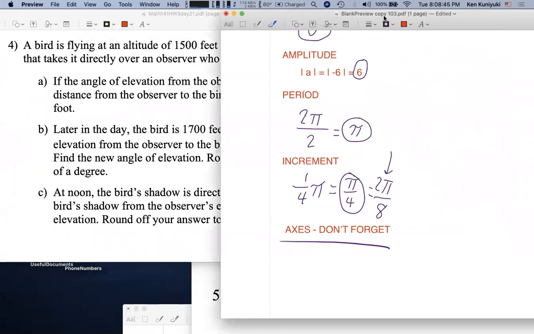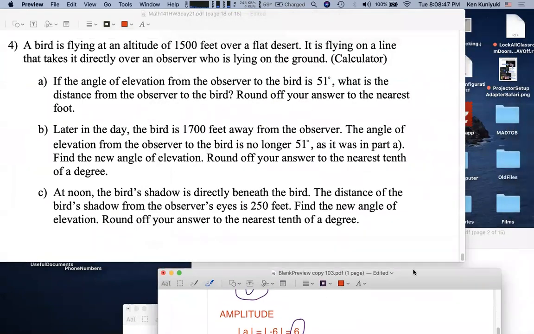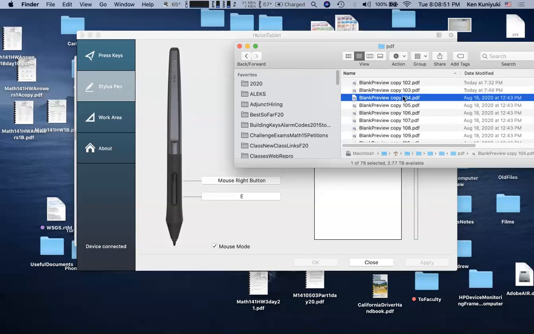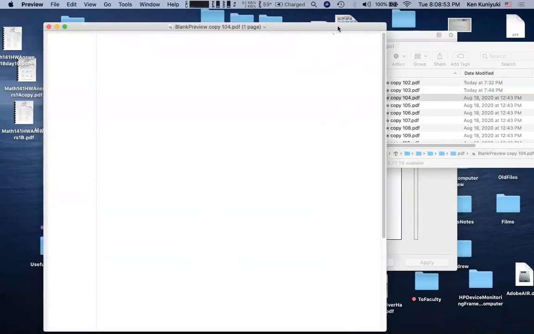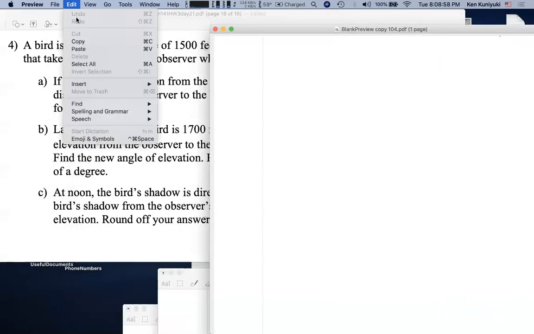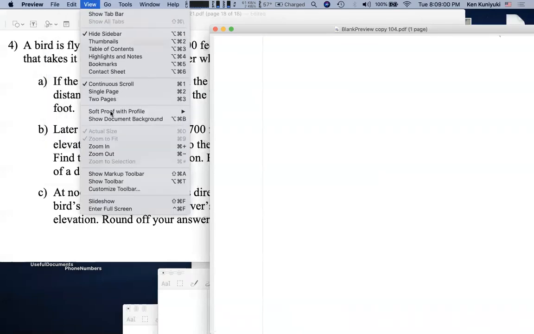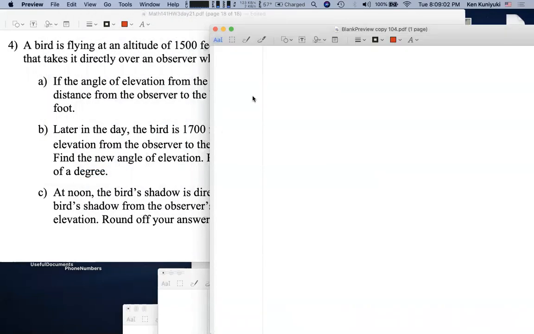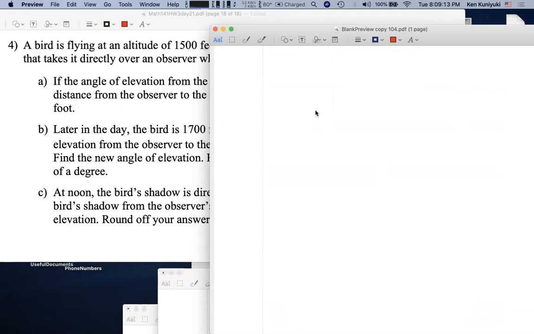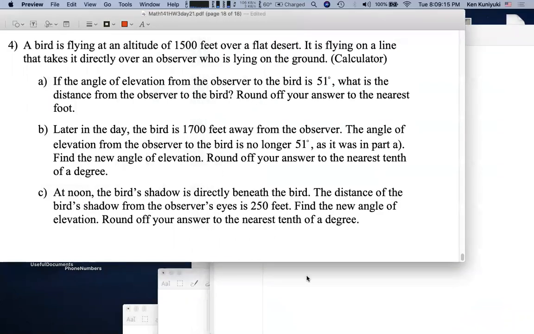So I think I'm going to get another whiteboard here. Okay, so let's draw this in. I think blue is good. All right, so we're doing 4.8 number 4.